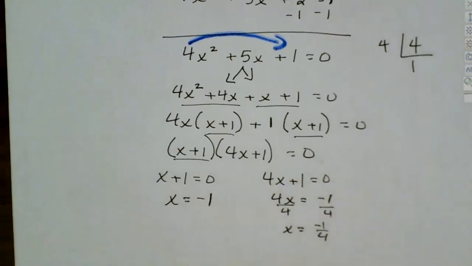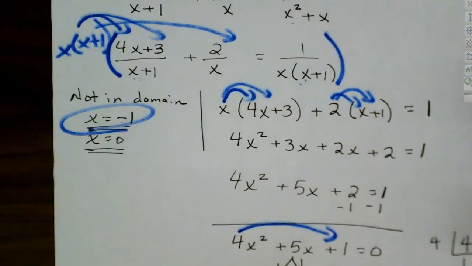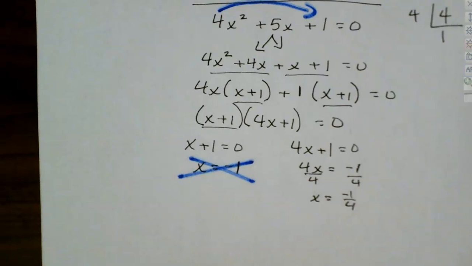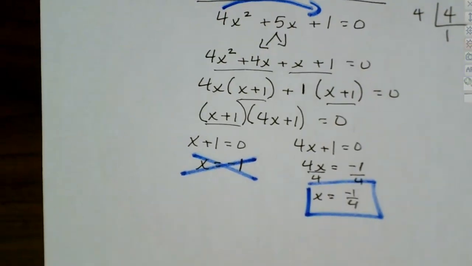So now let's talk about these here. Which one of these is not going to work? We've got two solutions, and only one of them is going to work. The x equals -1 is not going to work. Why not? Because this is not in the domain. So we cross this one out, and the only solution that we have is now x equals -1/4.